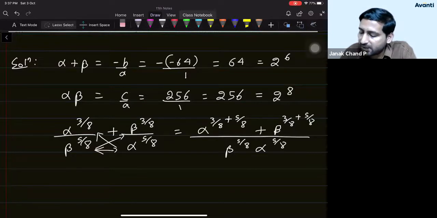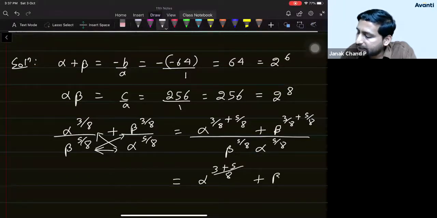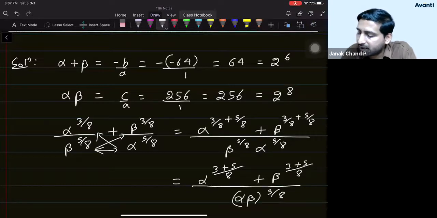How did I get this, student? When this alpha is going next to this, the bases will be the same. If the bases are the same, the powers add. Same thing happened when this is going here. So we'll be getting, bases same, powers add, and then the denominator is this. Now, if you look at this very carefully, it is nothing but alpha to the power of 3 plus 5 by 8 plus beta to the power of 3 plus 5 by 8. In the denominator, it is already in terms of product, whole to the power of 5 by 8.